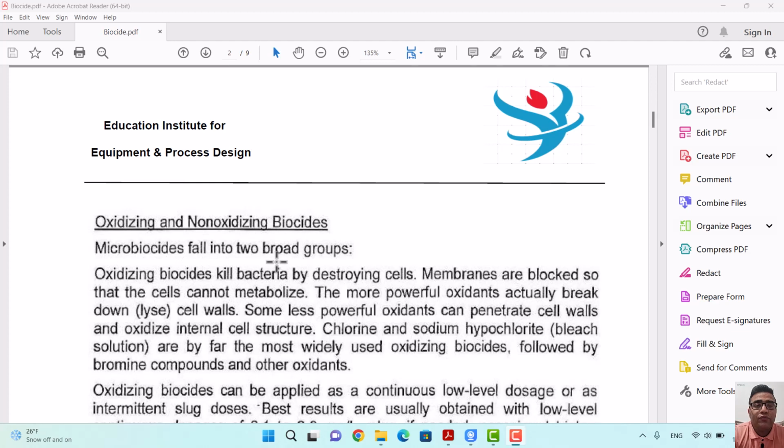Microbiocides fall into two broad groups: oxidizing biocides. Oxidizing biocides kill bacteria by destroying cells. Membranes are blocked so that the cells cannot metabolize. The more powerful oxidants actually break down cell walls. Some less powerful oxidants can penetrate cell walls and oxidize internal cell structure. Chlorine and sodium hypochlorite bleach solutions are by far the most widely used oxidizing biocides, followed by bromine compounds and other oxidants.